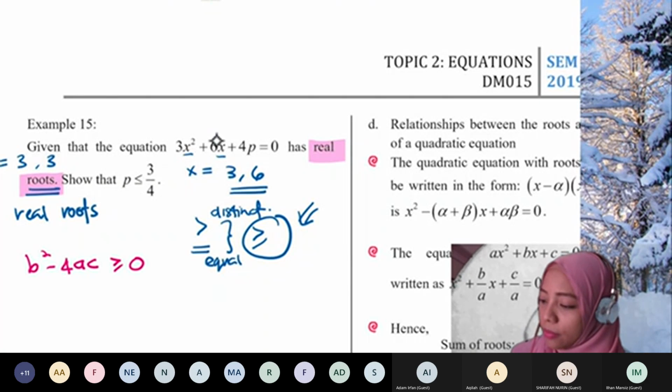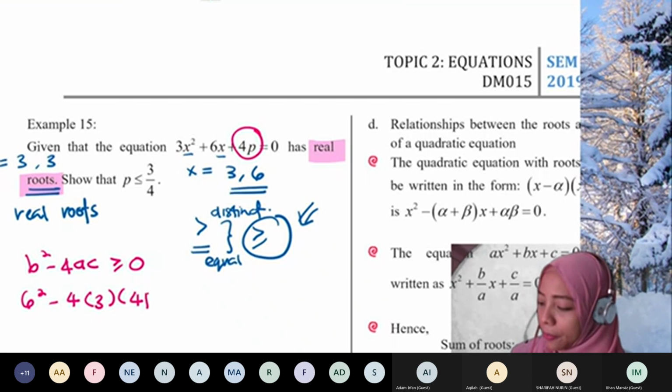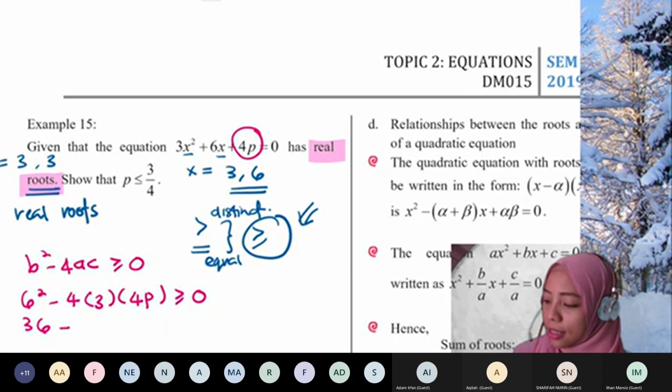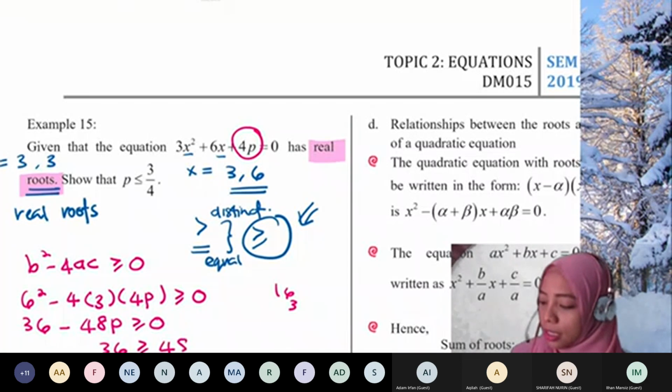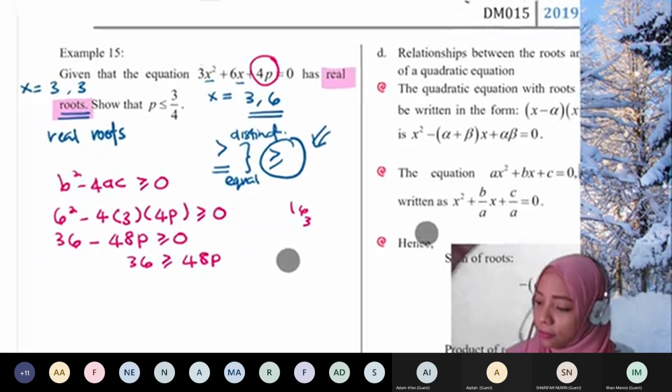What is your b? Your b is 6 square minus 4. Your a is 3. Your c is 4p. Greater than or equal to 0. 6 square, 36. 4 times 4, 16. 16 times 3, how much? 48p greater than or equal to 0. Okay. So 36 is greater than or equal to, I bring it here, 48p is negative, move it over and it becomes positive.